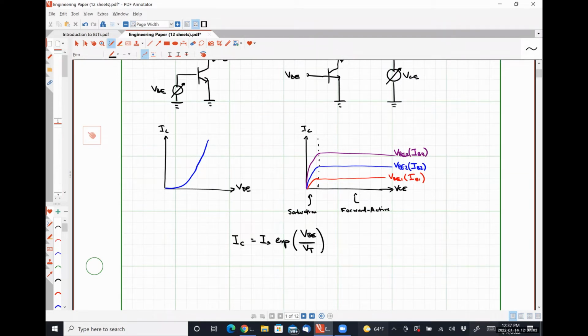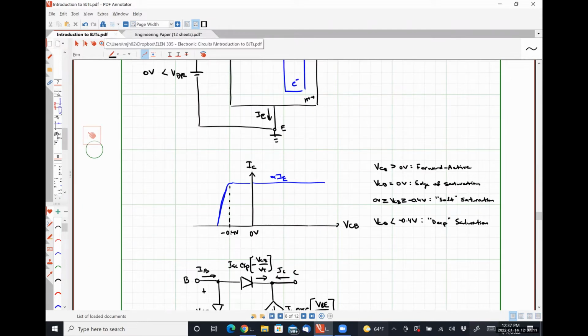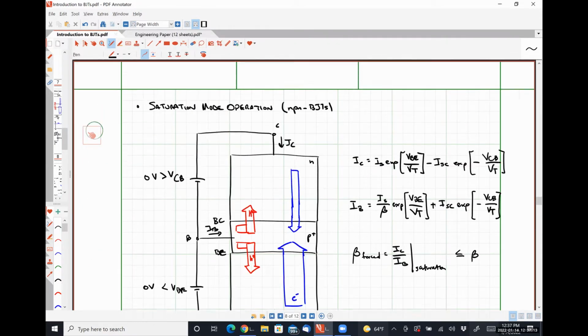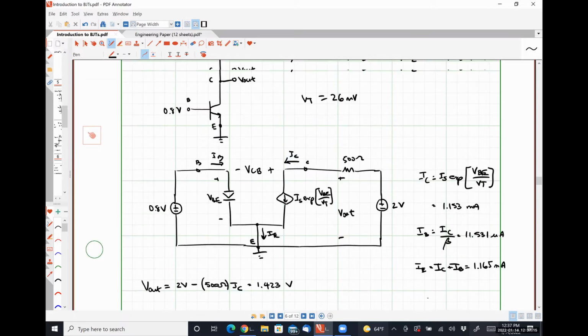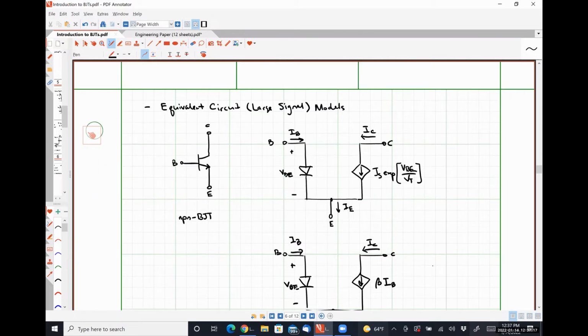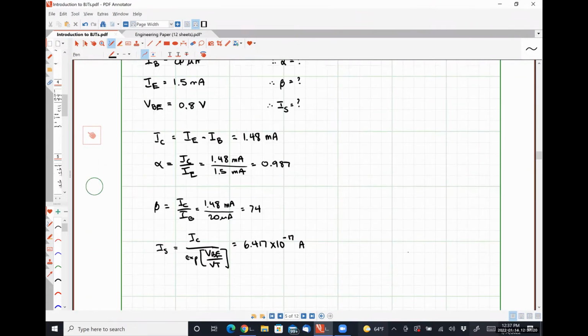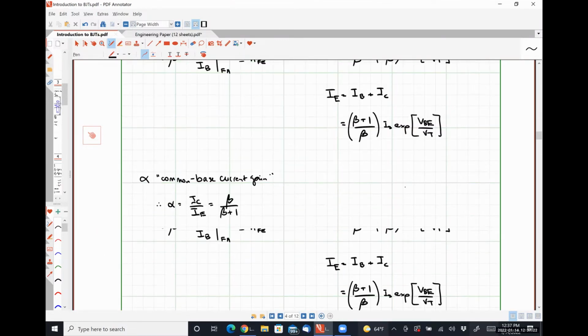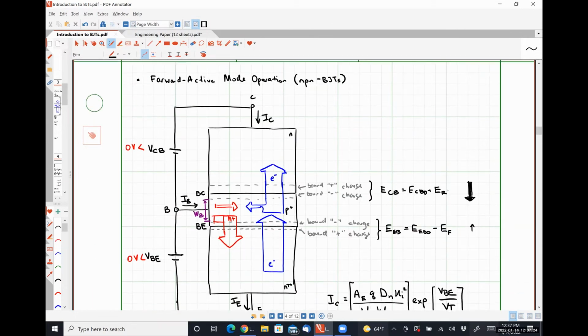But we should be able to see pretty easily, based on our previous diagram, which I actually probably have up right here. So let me pull it up. We were talking about forward active mode operation. Don't need to redraw this or anything like that. I just want to point something out.